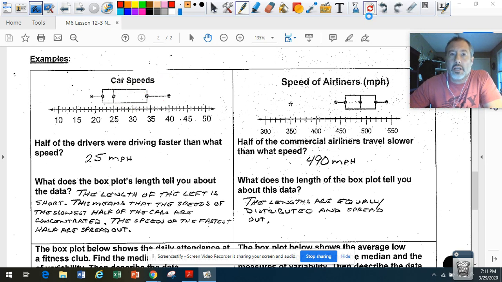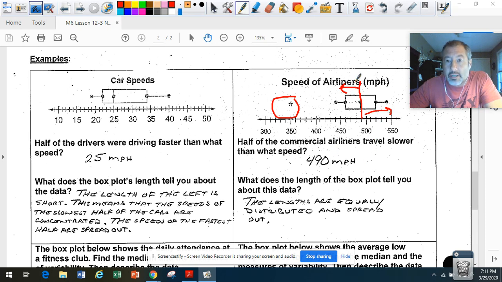Okay, let's look here at the other side. It says speed of the airliners. If we take a look here, yes, there's our outlier there. It says half of the commercial airliners travel slower than what speed? Here's our halfway point. I'm sorry, 50% are slower that way, and 50% are faster that way.